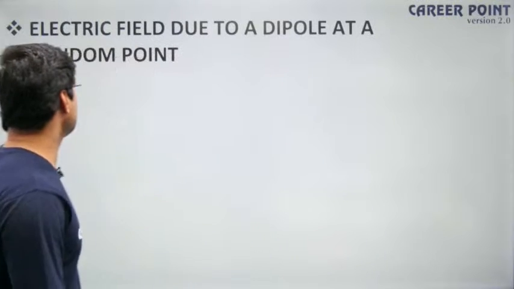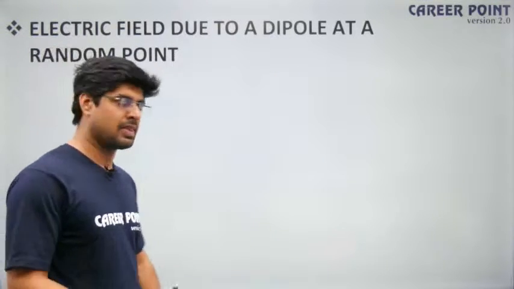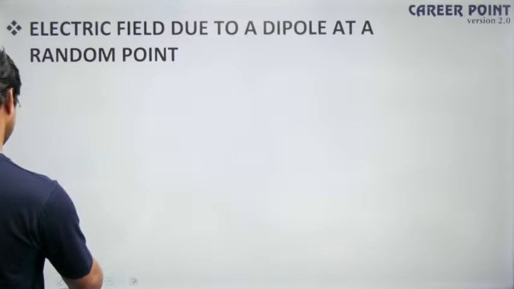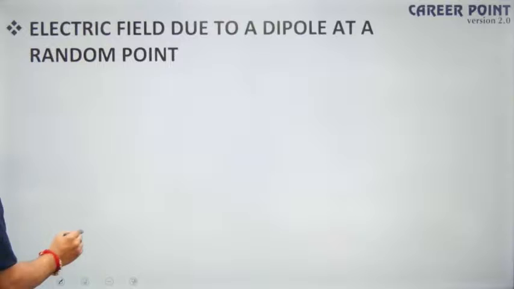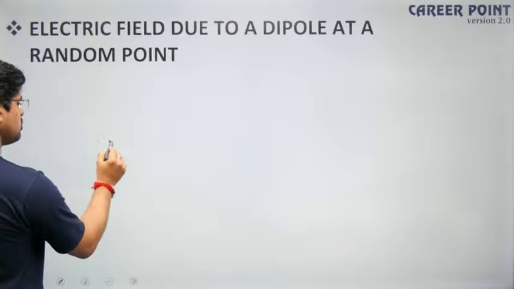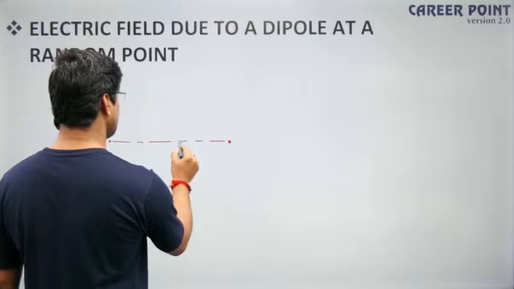So let's discuss electric field due to a dipole at a random point. Okay, at a random point. What I mean when I say a random point: we have discussed the equatorial position and axial position. So a random point means it must not be either of those two, and it can be any position with respect to the dipole present here.